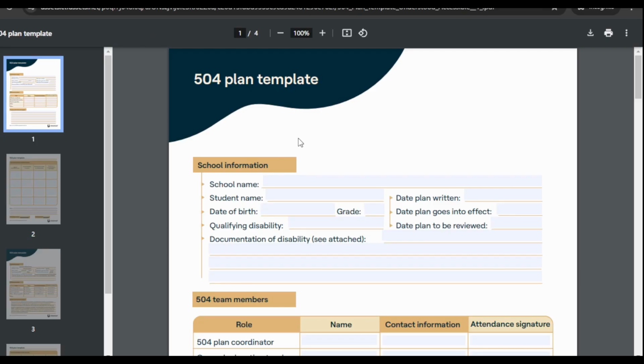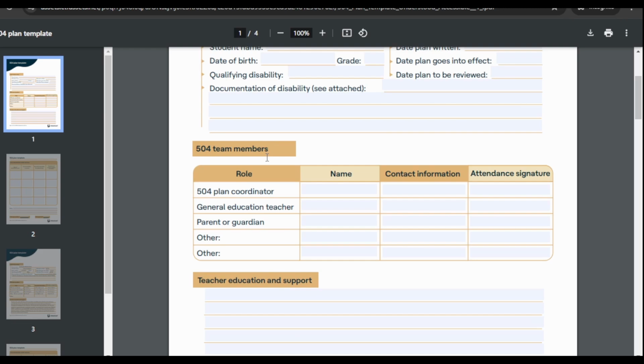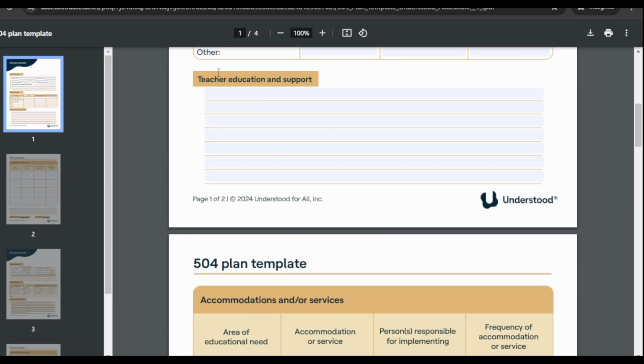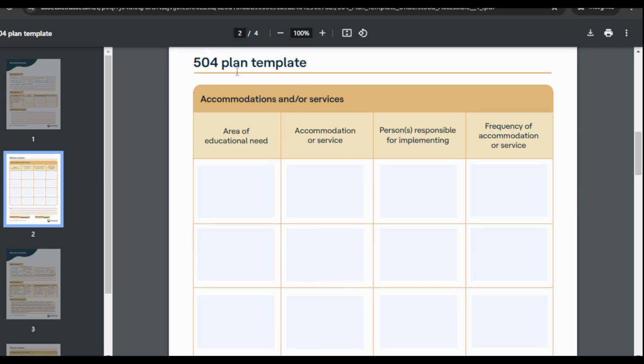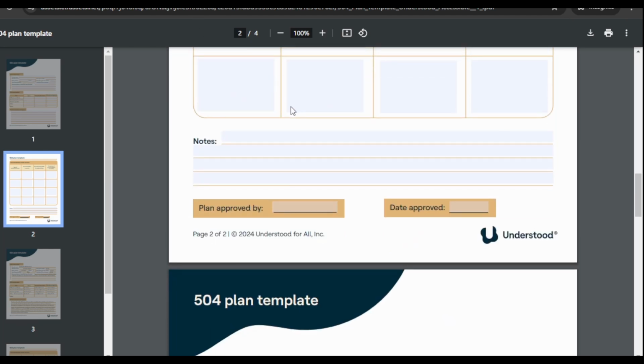So let's look at the sample plan right here. We've got the school information, we've got the team members, and then you've got your teacher education and support. And right here, we're going to talk about accommodations and/or services. Remember, this is a plan, an agreement between the school and the parent. The parent is part of this collaboration process. They need to be communicating with you. Everybody needs to be in agreement.